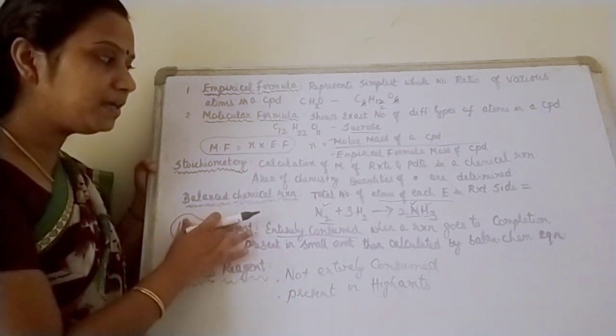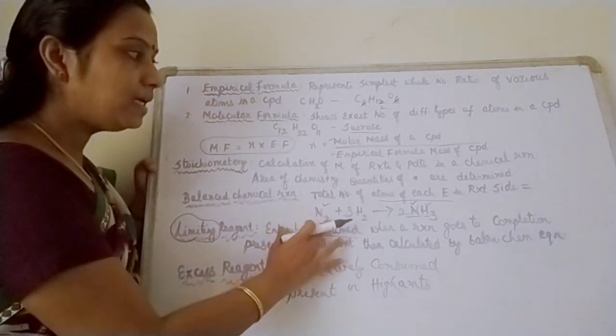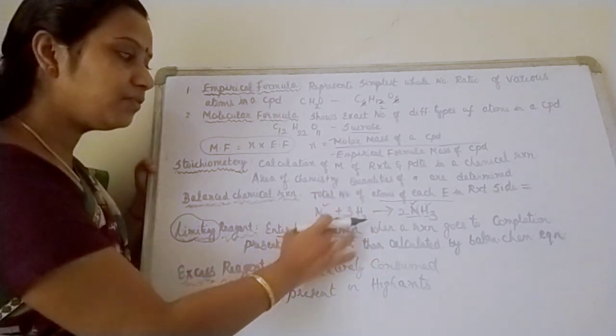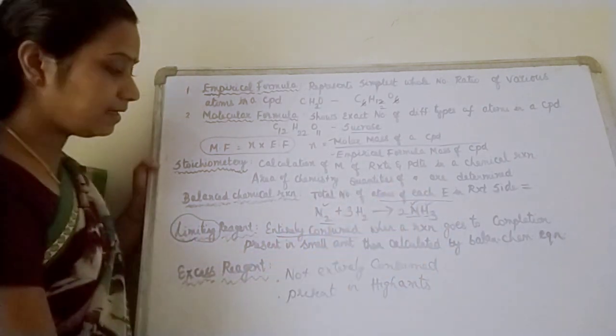How to balance a chemical reaction? The total number of atoms of each element in left hand side should be equal to the right hand side.